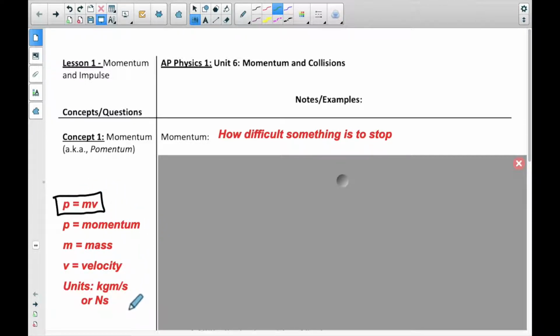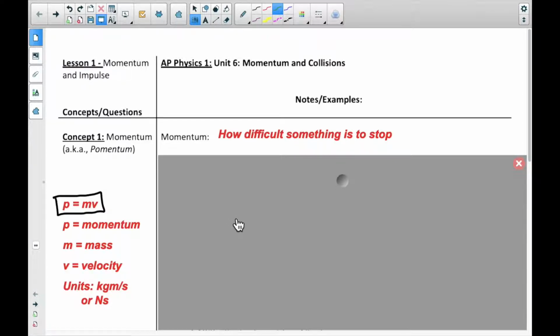The units that we talk about with momentum is kilogram meters per second. And you can see that in the formula. Mass is kilograms, velocity is meters per second, so kilogram meters per second. Another way to say that is Newton seconds. And so if we think about it that way, we can see it's a little bit of force times time as well.